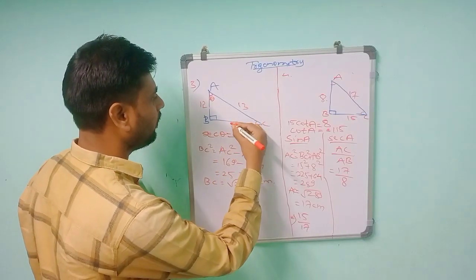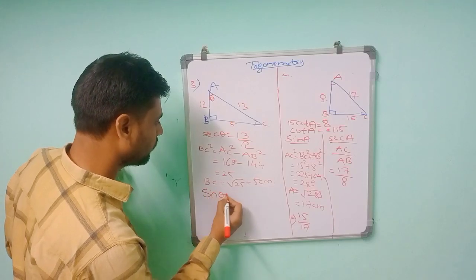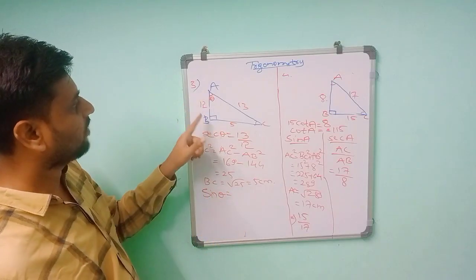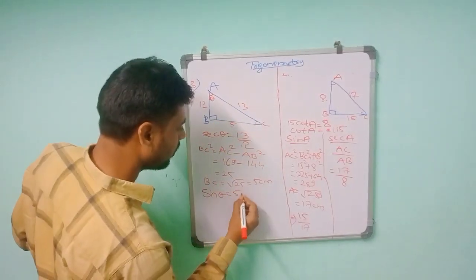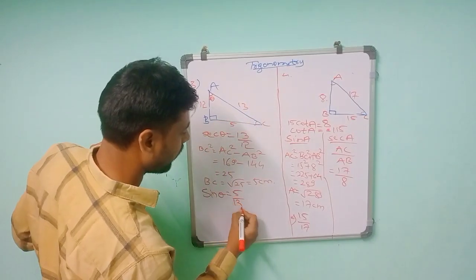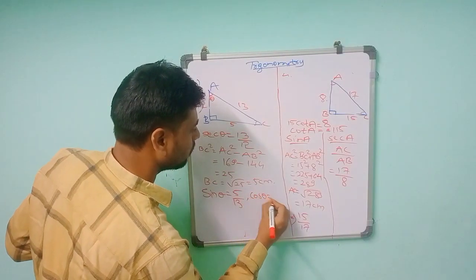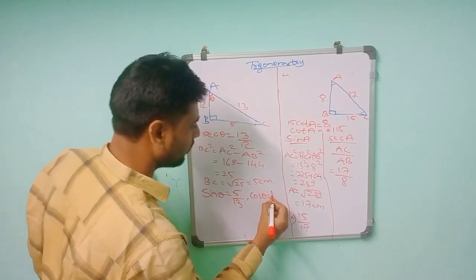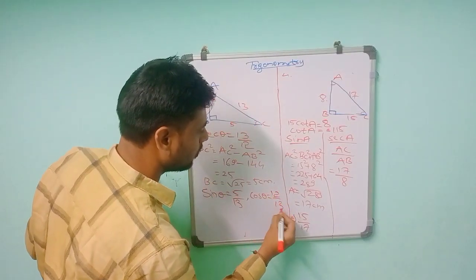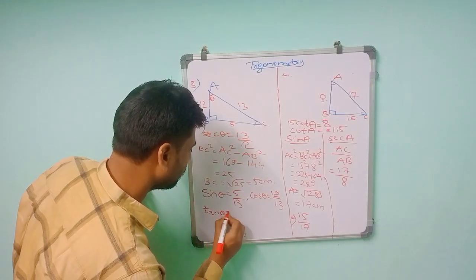They ask you to write the other trigonometric ratios. Other trigonometric ratios means sin theta. The formula is opposite by hypotenuse. Opposite is 5 and hypotenuse is 13, so 5 by 13. Like that, cos theta is adjacent by hypotenuse, 12 by 13.